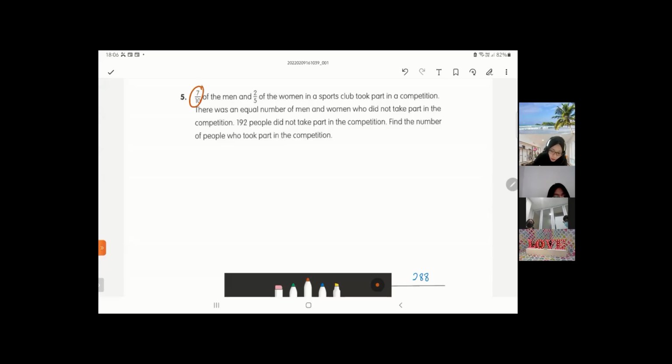7/10 of men, so tick. 2/5 of the women in a sports club took part in a competition. There was an equal number of men and women who did not take part in the competition. So this one, the 7 and the 2 are those who took part in the competition, and they told us that those who did not take part, they are equal number of men and women.